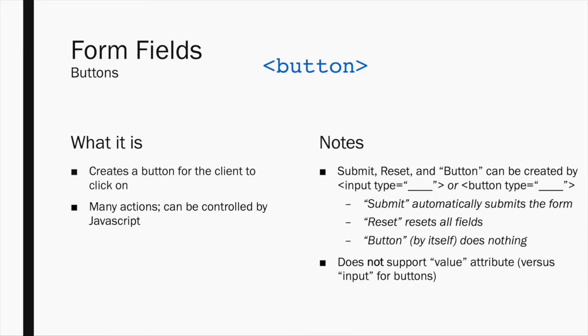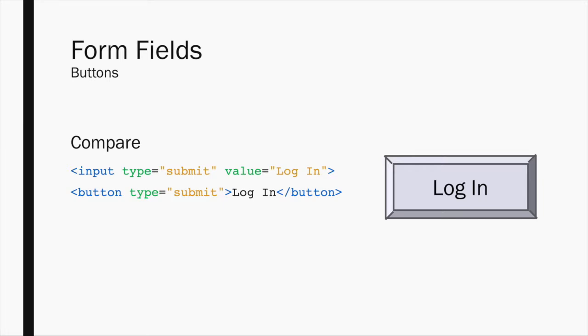Keep in mind that the button tag does not support a value attribute, versus the input for buttons. To give you an example, these two lines, the input type equals submit, value equals login, and button type submit with login wrapped between the button tags, both create the exact same thing. They create a login button to allow you to submit the information in the form.